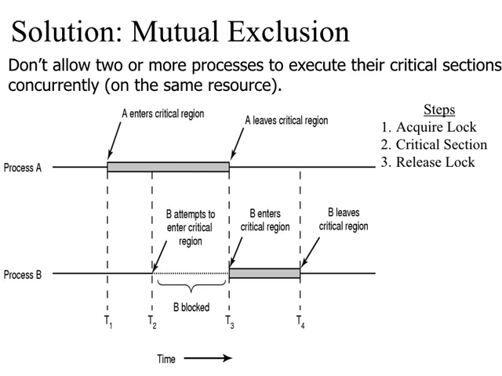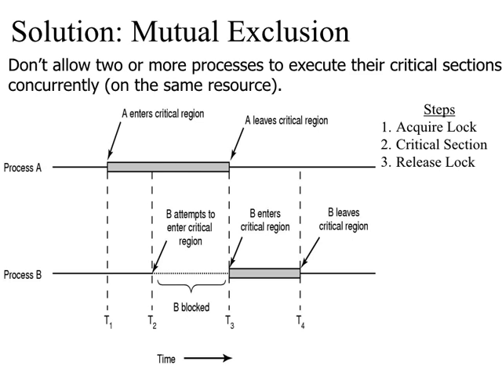At this point, B is blocked. It's not allowed to enter the critical section. Rather, B waits. And B will wait till A leaves the critical section at time t3. At time t3, B is woken up and it is allowed to enter the critical section. B then enters the critical section, accesses the shared resource, and leaves it.